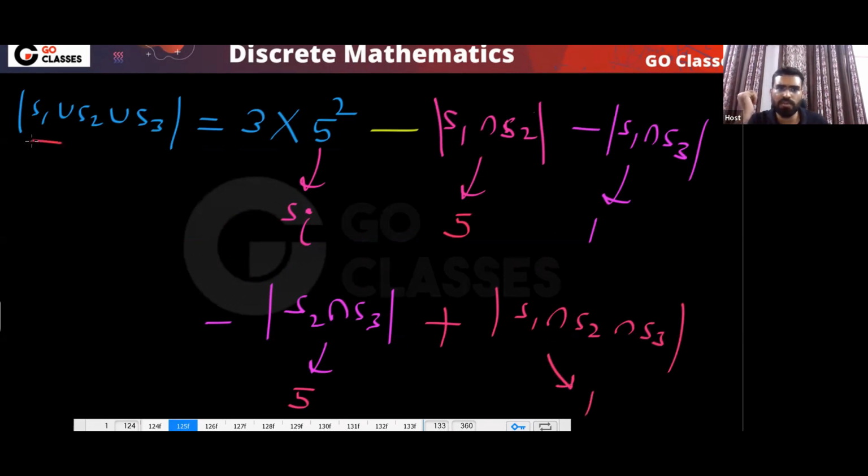Is this clear to everyone? So total how many will be there? This will be your answer. Okay. 3 into 5 square minus 5 minus 1 minus 5 plus 1.